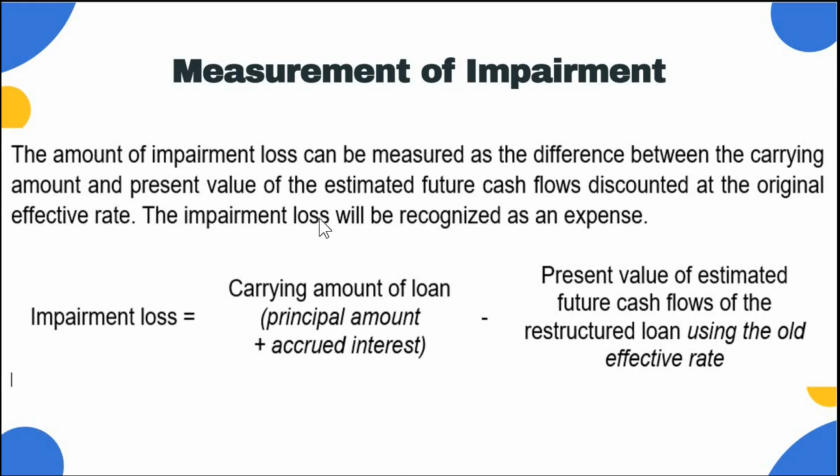So if this carrying amount is greater than the present value of the estimated future cash flows, then we have impairment. Otherwise, we have no impairment. The reverse: if this is smaller, or meaning if this is greater than this, then we have no impairment loss.